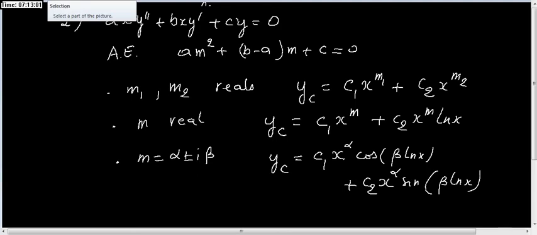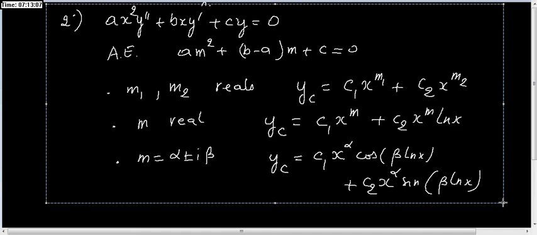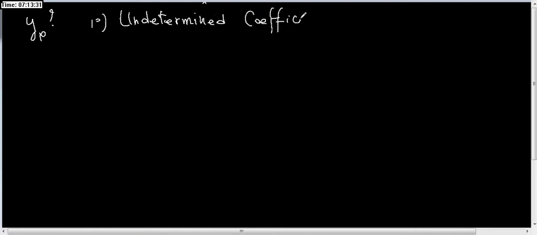Now, the next step is to find yp. Now we need to find yp, the particular solution. Again, we have two methods. The first one is the method of undetermined coefficients. Okay, that we will just refer to as UC. This one we will apply in the following situation.